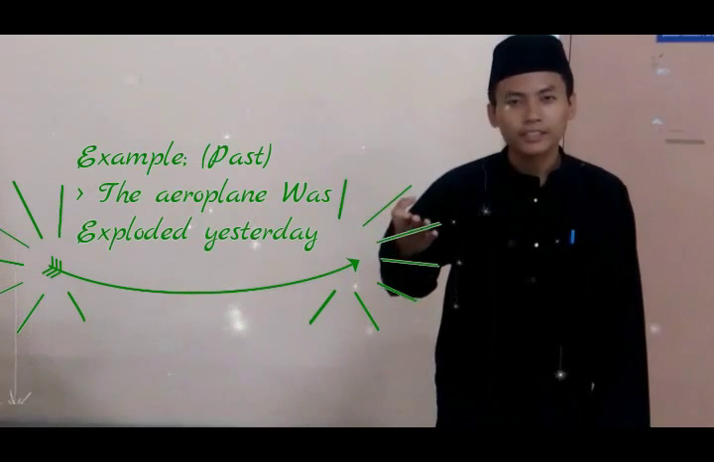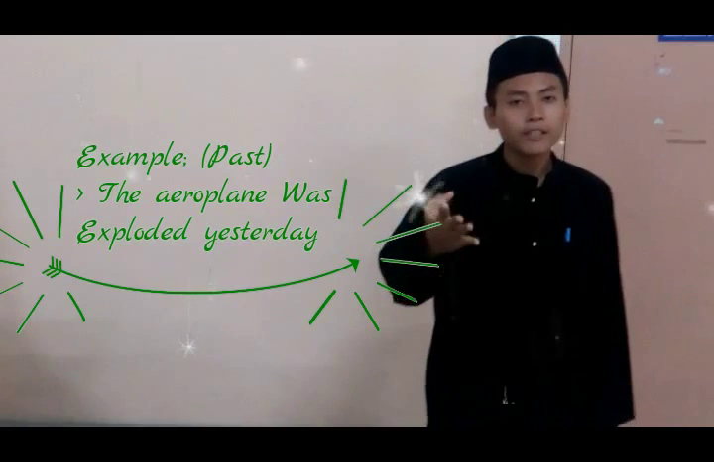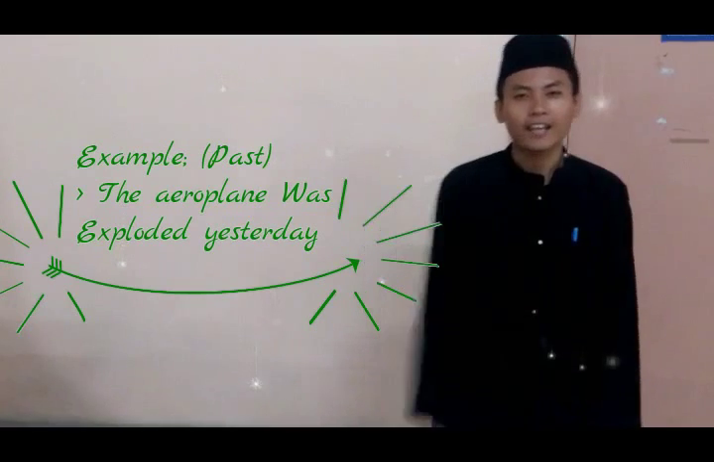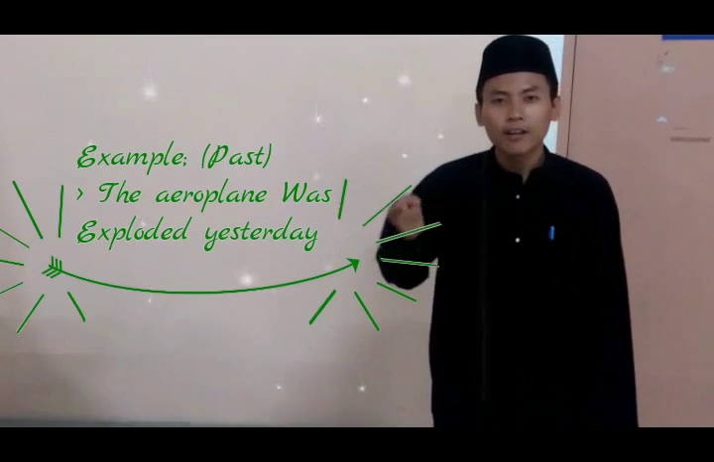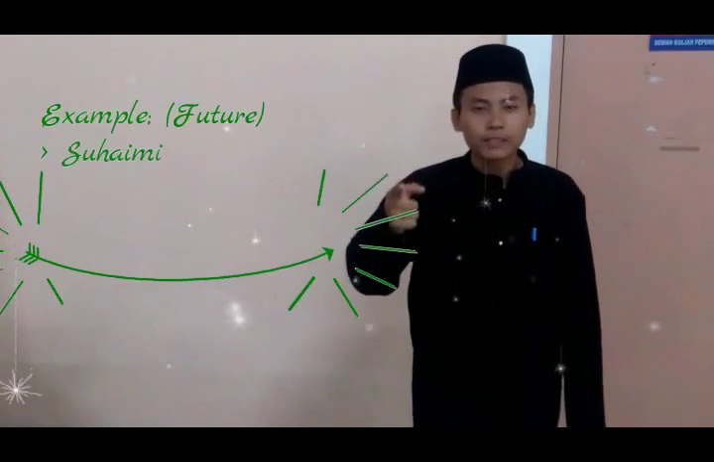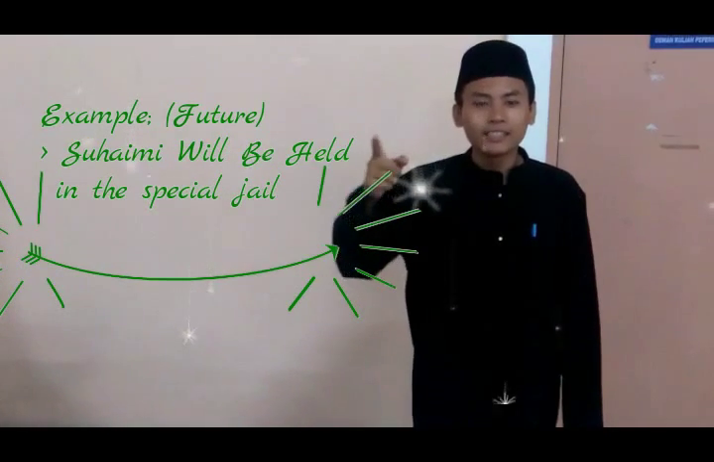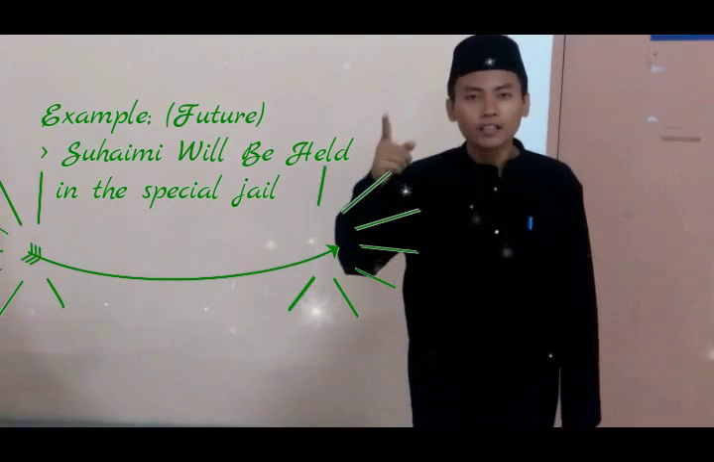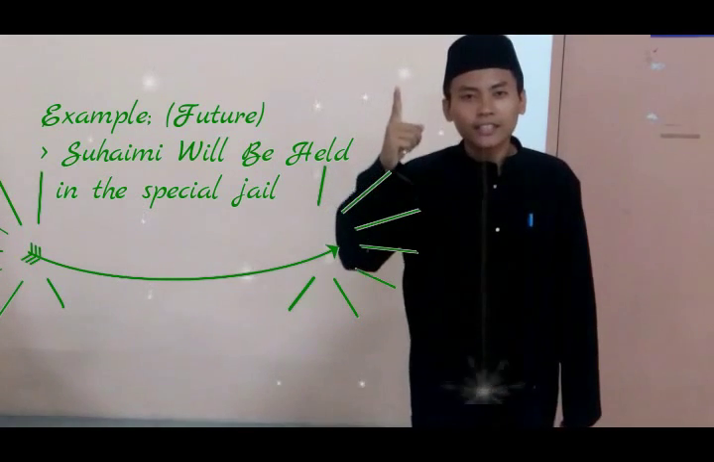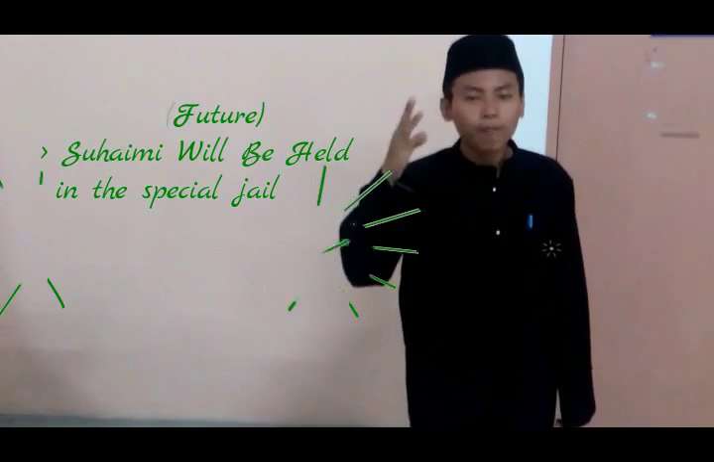Second is past form. An example sentence is the aeroplane was exploded yesterday. Was exploded shows that the sentence is in past form. Next is future form. For example, tsunami will be held in the special jail. Will be held in the sentence shows that the sentence is in future form.